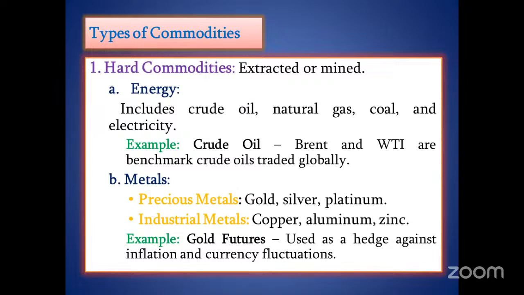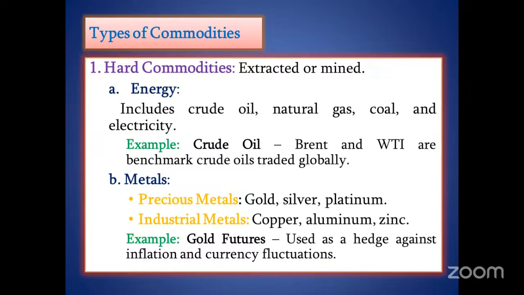Here we see some types of commodities. What are hard commodities? They are extracted or mined. Energy includes crude oil, natural gas, coal, and electricity. These are hard commodities, extracted from mines or from the land. For example, crude oil, and Brent and WTI are the benchmark crude oils traded globally.